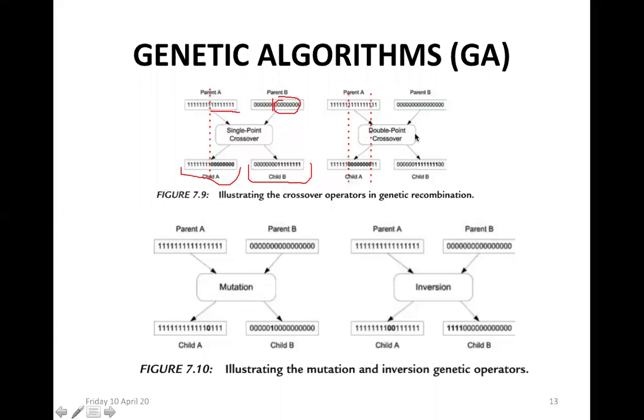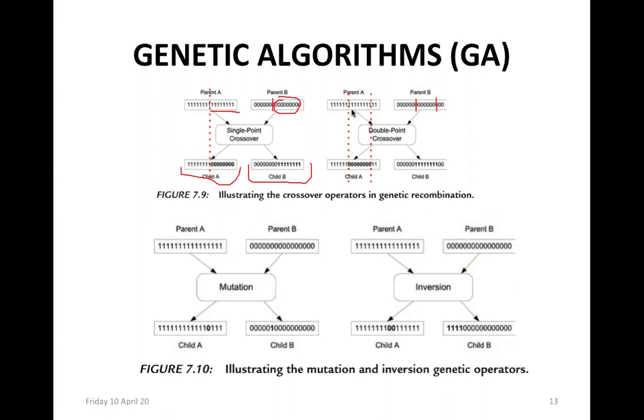And in double point crossover, you again have the parents, but you have to mark 2 points, not 1 point. So maybe this is after the 8th and this is the third last. The position would be the same. Keep this in mind: if the position in parent A is fixed, you should keep that position the same for parent B, because this is something you are going to change.